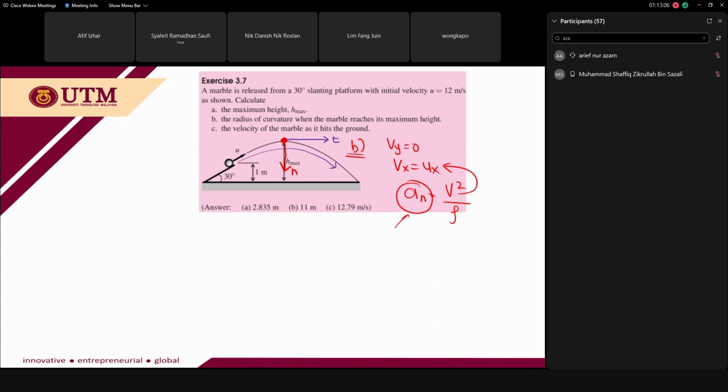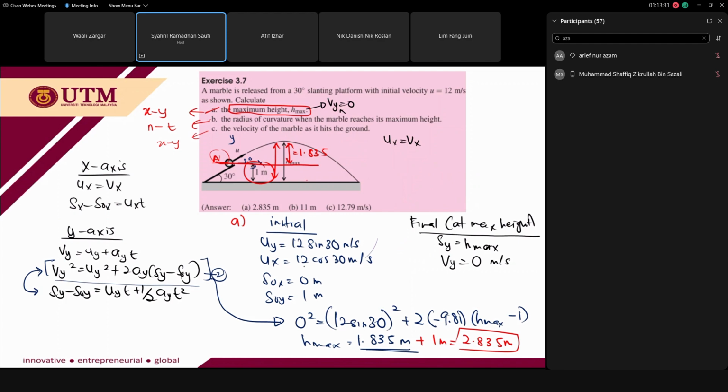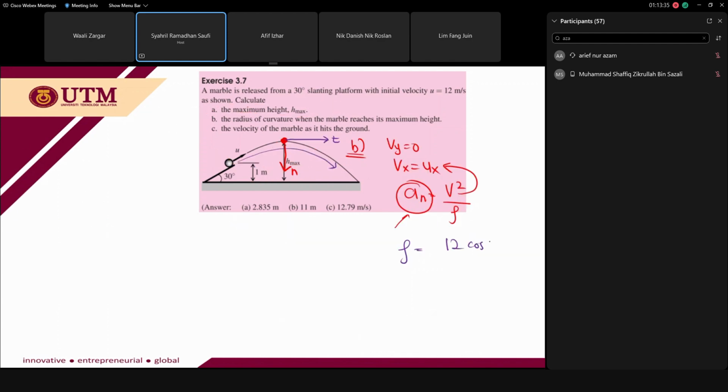Anyone? G. Sorry, can you repeat? G, 9.81, G. Yes, it's correct. It's actually G. Your normal acceleration is actually G. So now you can calculate your rho. V squared is Vx. What is Ux? 12 cos 30. So 12 cos 30 squared over G. For G we just use the positive value because it follows the direction of this axis, and for this case it is inward. Your direction of G is downward, following this direction of N. So that's why the G here is positive.